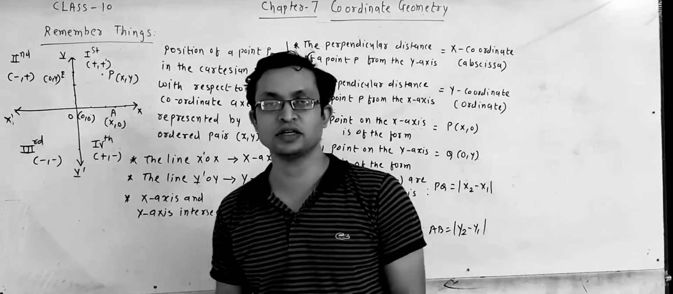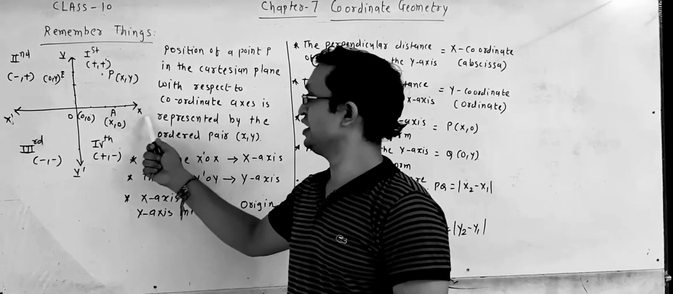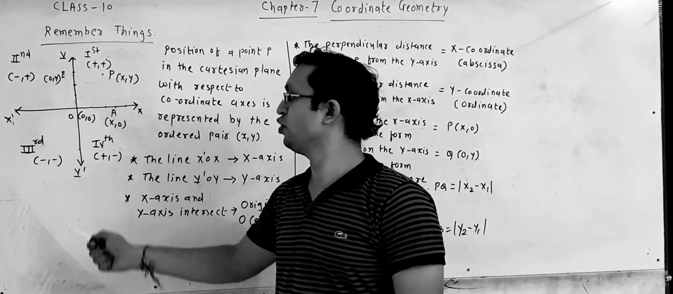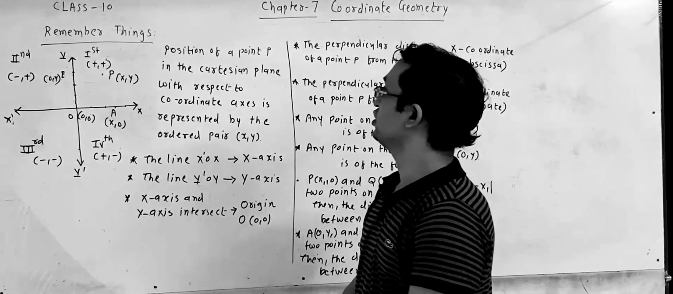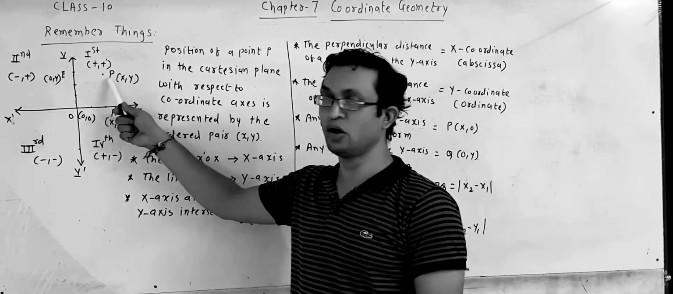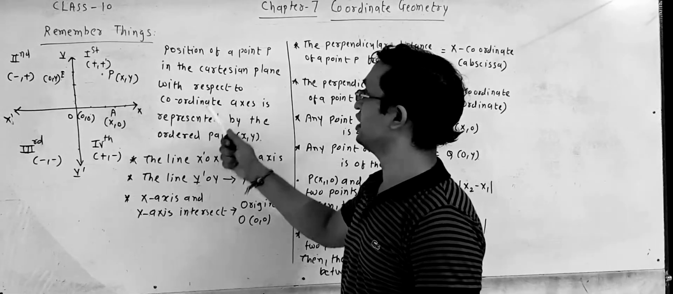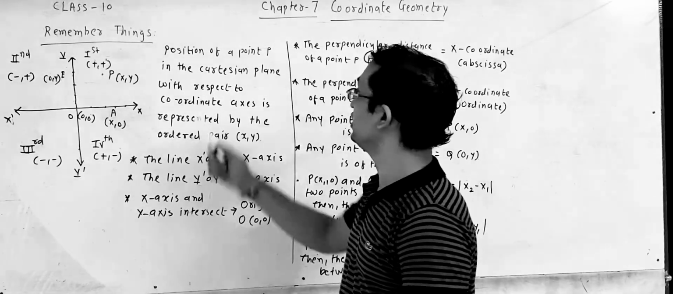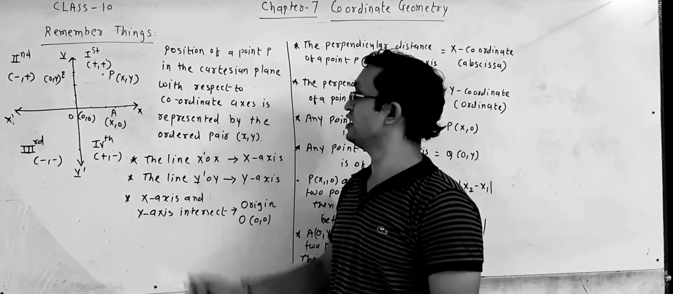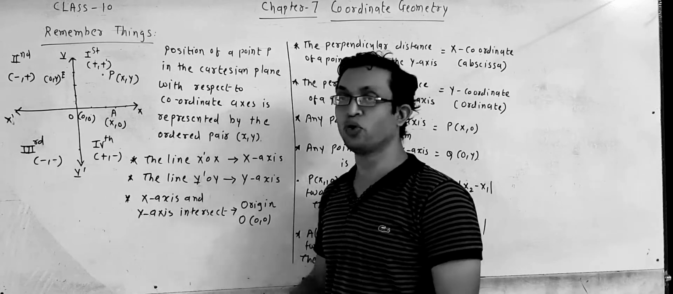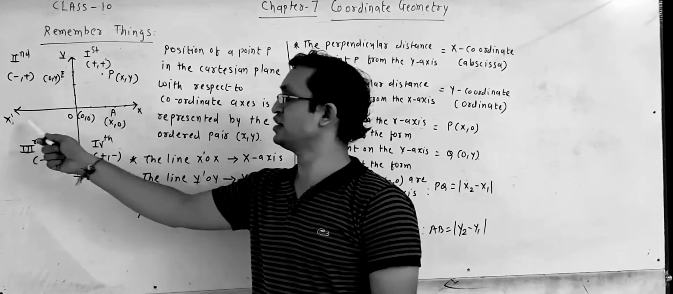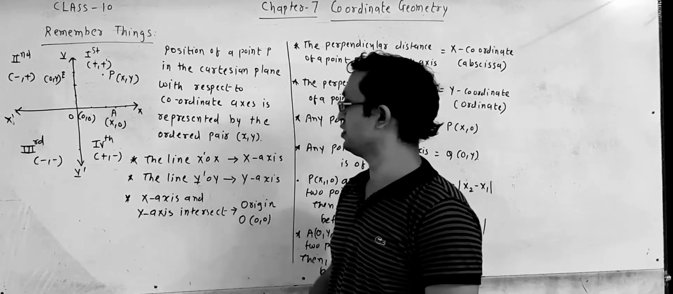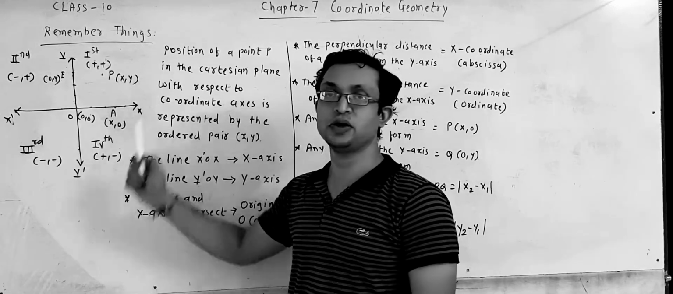First we start with the things to remember. Here there is the X'OX axis and the Y'OY axis. The position of a point P in the Cartesian plane, that is the x-axis and y-axis, which is called a Cartesian plane, with respect to the coordinate axes X'OX and Y'OY, is represented by the ordered pair P(x, y).